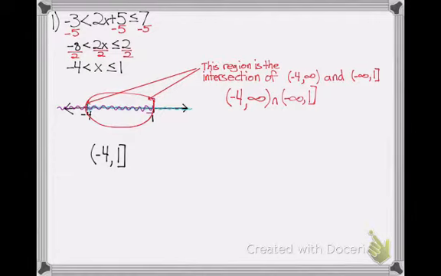So what we're looking for here is x values that are shaded both purple and blue. And in the end, that's the interval from -4 to 1 with a parenthesis at -4 and a bracket at 1.